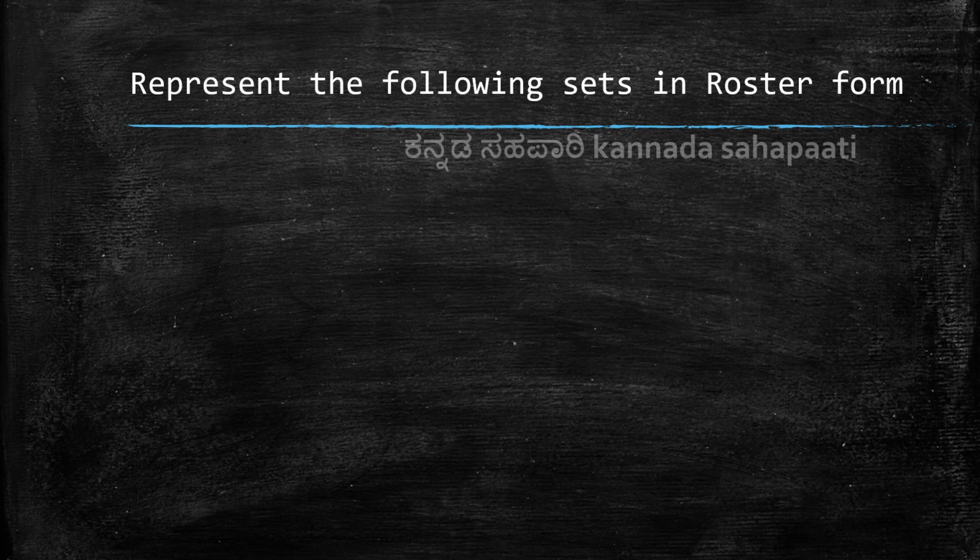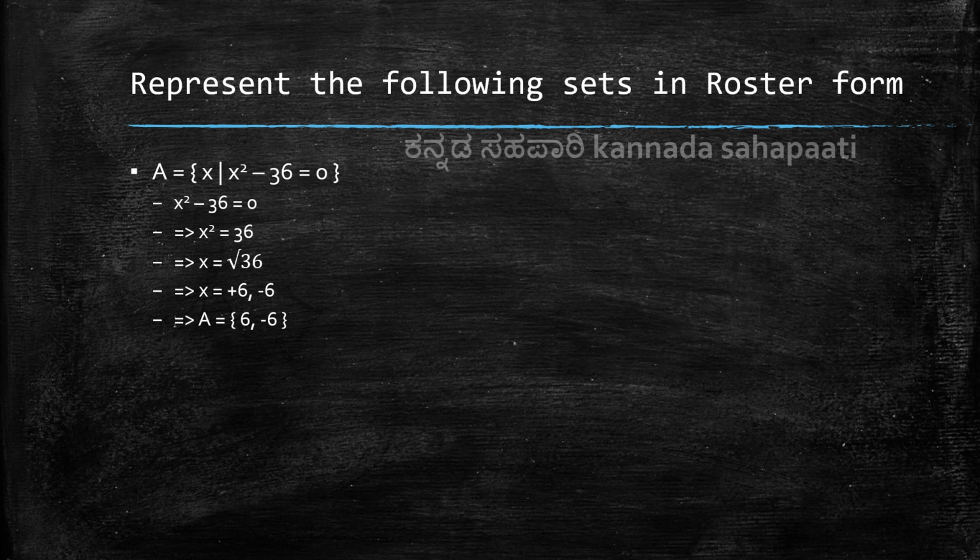The next question, represent the following sets in roster form. Here, they are given the sets in the set builder form. We should simplify them into roster form. A = {x such that x squared minus 36 is equal to 0}. First, let's simplify x squared minus 36 is equal to 0. When we simplify it, we get the values of x, that is plus or minus 6. Therefore, A = {6, -6}.